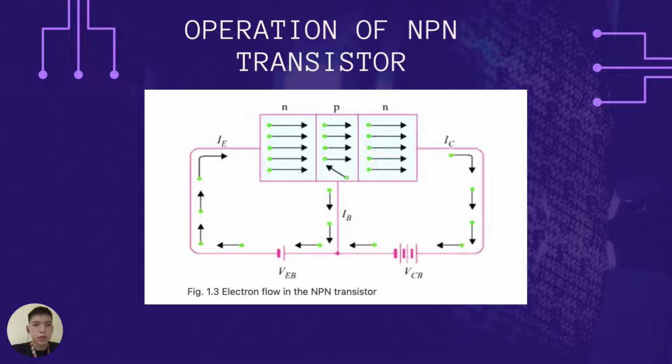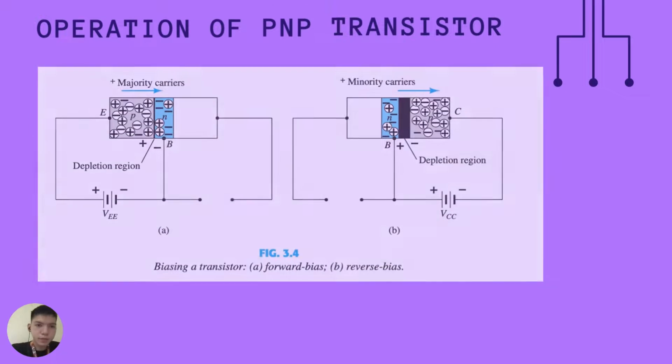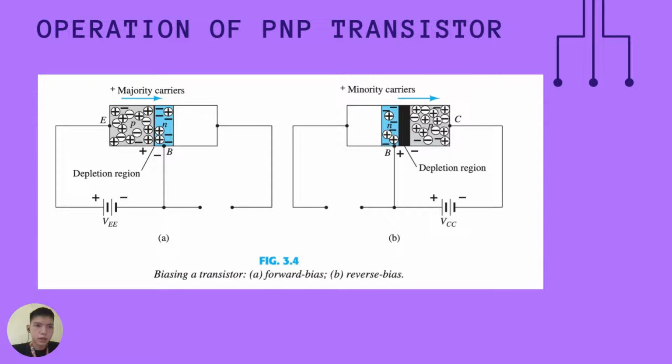collector. So pag imo siyang i-reverse bias, that means dili maka-flow ang imuhang majority carrier, pero ang mga minority carrier nimo which is electrons is maka-flow dito padulong sa imuhang collector. So mao na siya ang operation sa imong NPN transistor. So naputay operation sa imuhang PNP transistor which is exactly the opposite lang siya.